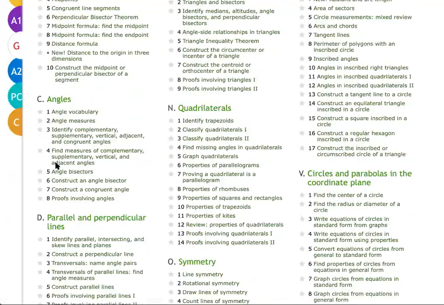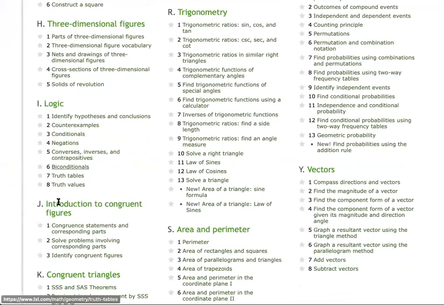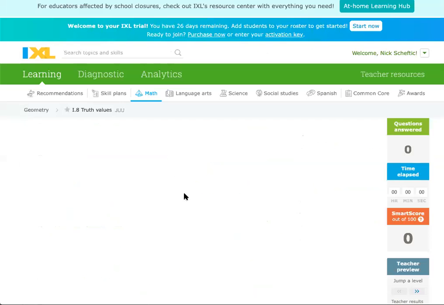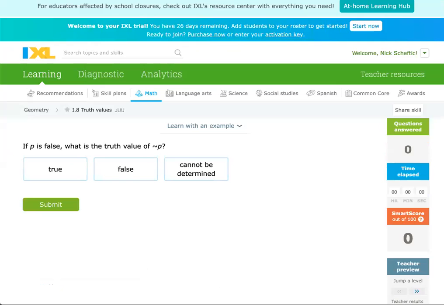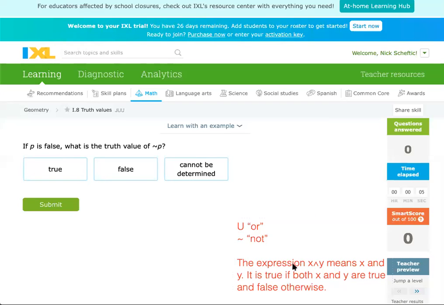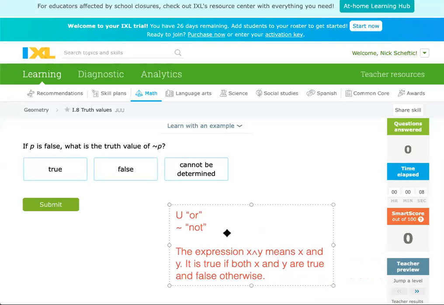All right, next skill we're going into is logic truth value, I8. Some important info on this section is the following. If the symbol is facing upward, that's going to be or. If it's got that sign there, it's going to be not. And then the expression x and y, with that symbol that looks like it's going downward, is true if both x and y are true, false otherwise.